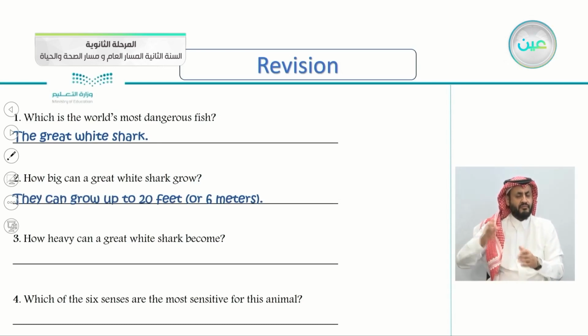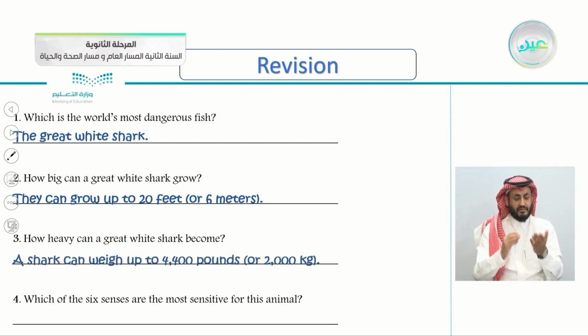How heavy can a great white shark become? So we're discussing weight here. Let's see the answer here. A shark can weigh up to 4,400 pounds or 2,000 kilograms. So how heavy can a great white shark become? The answer is 2,000 kilograms.